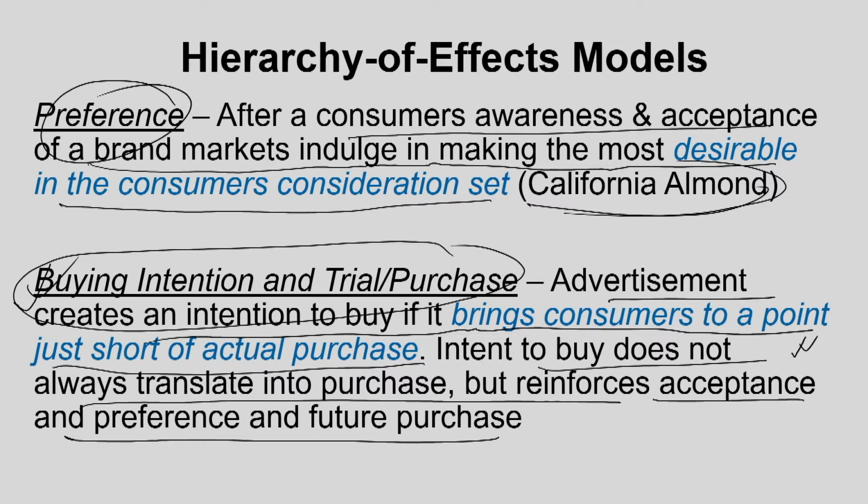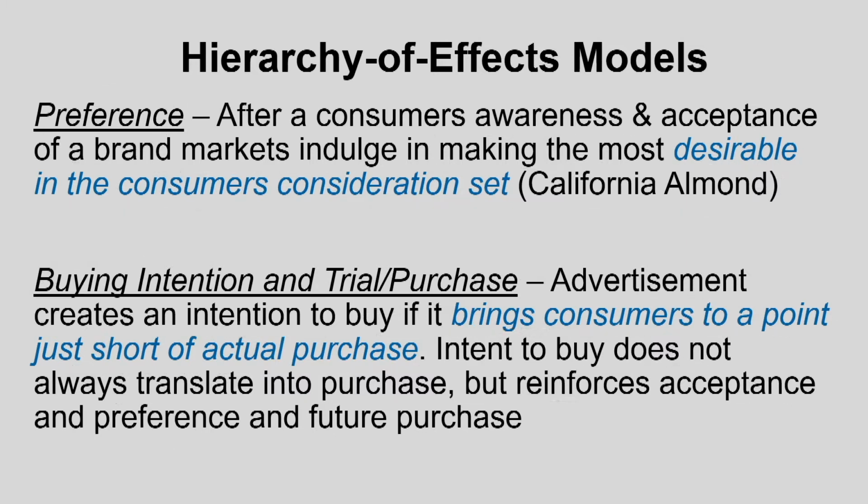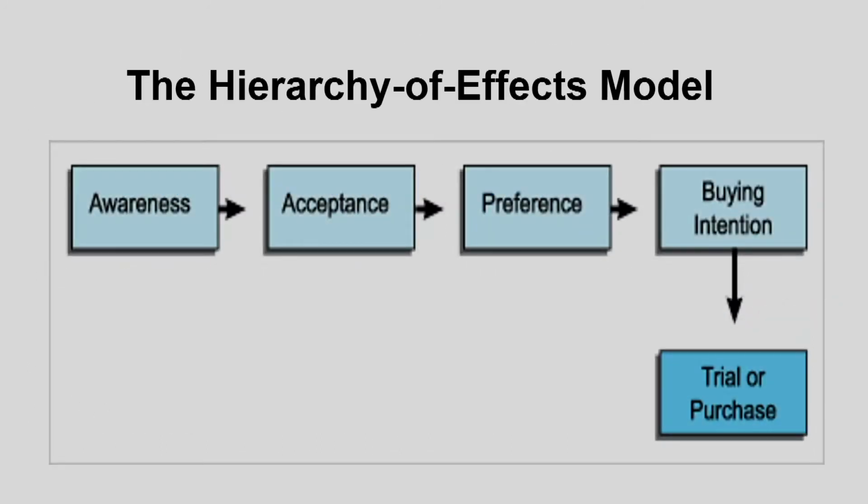So, I do not buy it immediately. The intention to buy has actually reinforced, or will reinforce, my behavior in the later future, and that is the goal of most of these marketing communications. That is another part of the AIDA model. The model has 4 steps, starting with awareness, acceptance, preference, buying intention, and final trial or purchase. So, this is what my model will look like: it will start with awareness, go to acceptance, preference, buying intention, and trial and purchase.